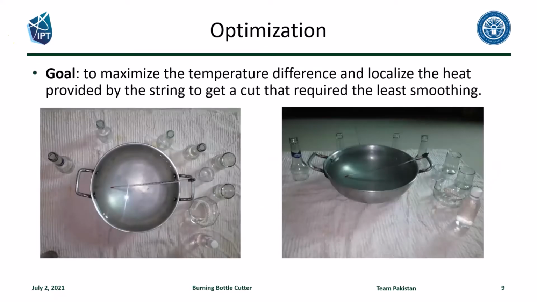Okay, so the optimization part. The goal is to maximize the temperature difference and localize the heating provided by the string to get a cut that requires the least smoothing. By smoothing, what we mean here is that once the bottle is cut, we would need to smooth it either through a sandpaper or any other tool. The cut that requires the least smoothing would be smooth, and the cut that requires more smoothing would be rough, when I'll be using these terms.